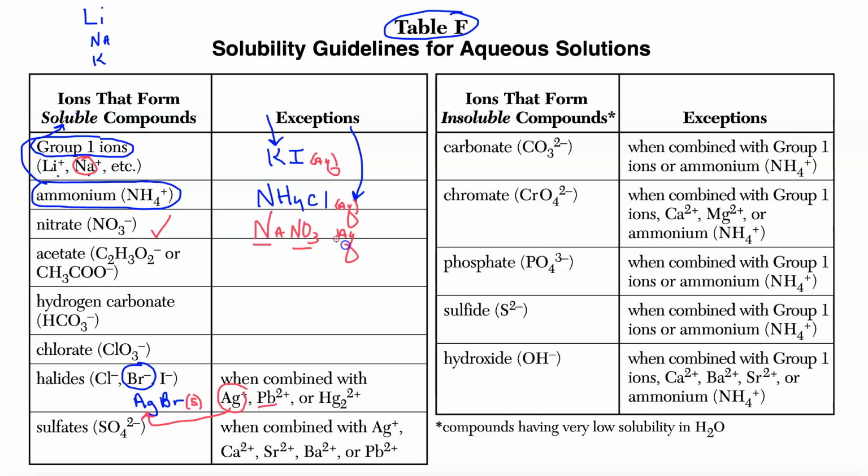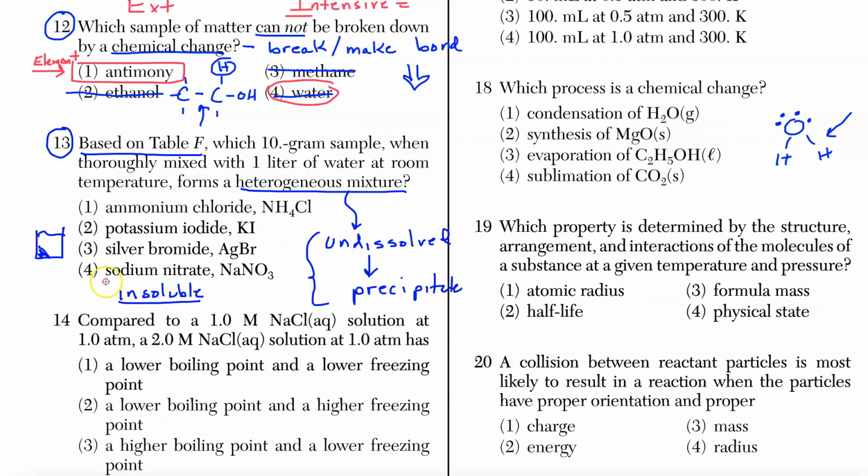So the only one that would not dissolve and not be evenly mixed would be silver bromide, the insoluble compound. Going back to the question. So number 13, the only one that's not soluble is choice 3.